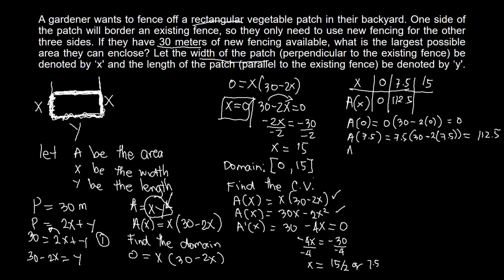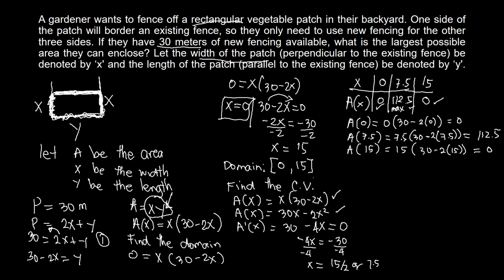Next, we are going to look for the area where x is 15. So we have 15 times 30 minus 2 times 15. The 30 minus 2 times 15 will be 0, times 15, that will be 0. From here, we can see that our area is maximum at 112.5. If you compare that with the different values for the area, we have this as 0, this one as 0, while this one is 112.5. Automatically, that is our maximum area.